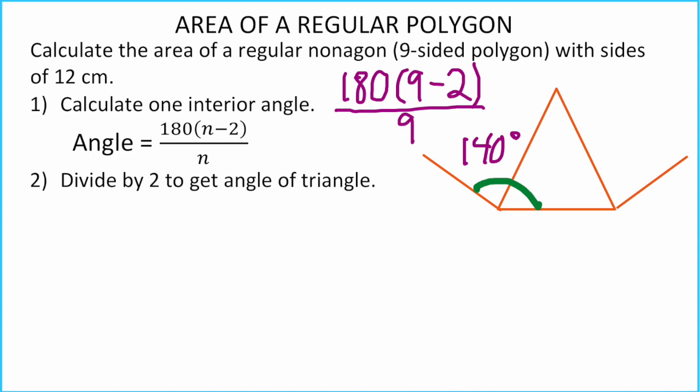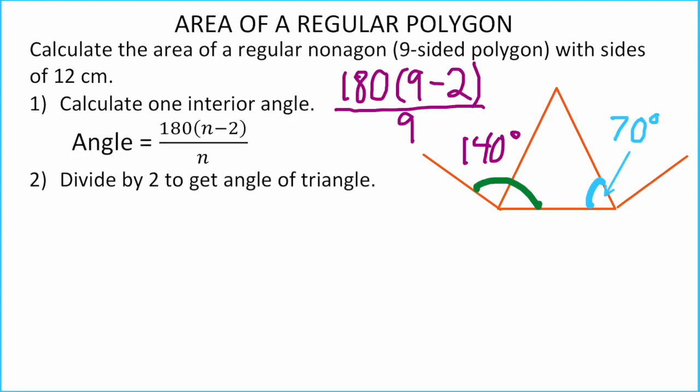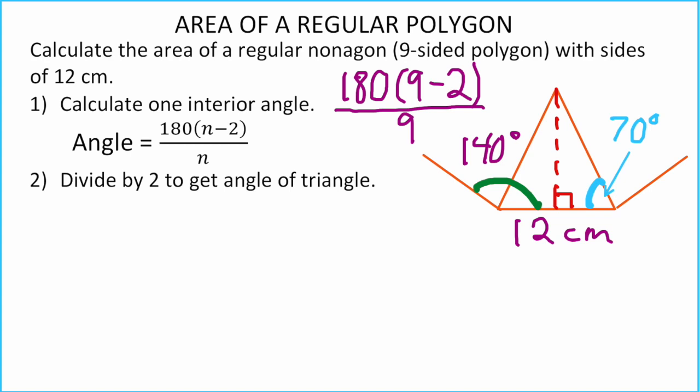Step 2 is to go ahead and divide by 2 to get the angle of the triangle. So that light blue angle over there would be half of the 140, so that's going to be 70 degrees. We need to figure out the height of that triangle. But first, let's go ahead and label our side length of 12 centimeters. And now we need to figure out the area of that triangle. We have the base is 12, we have to get the height.